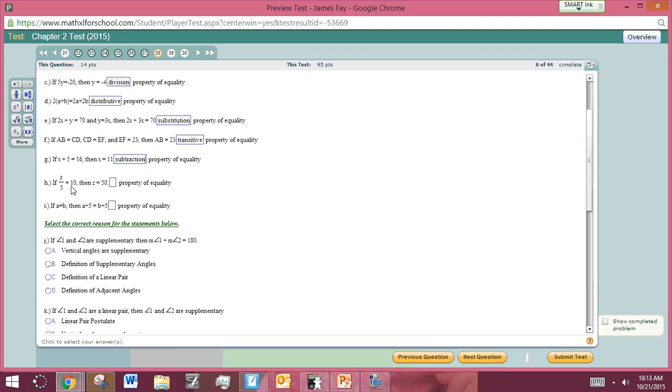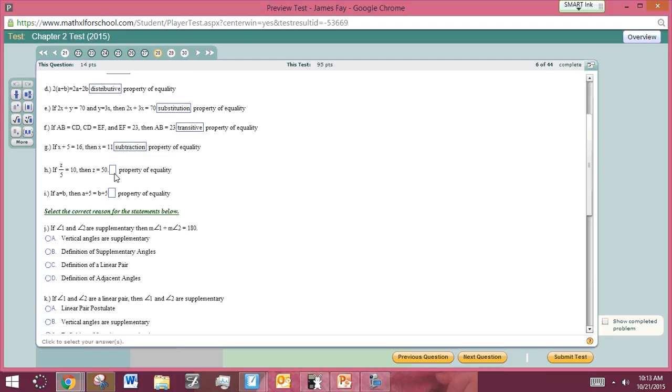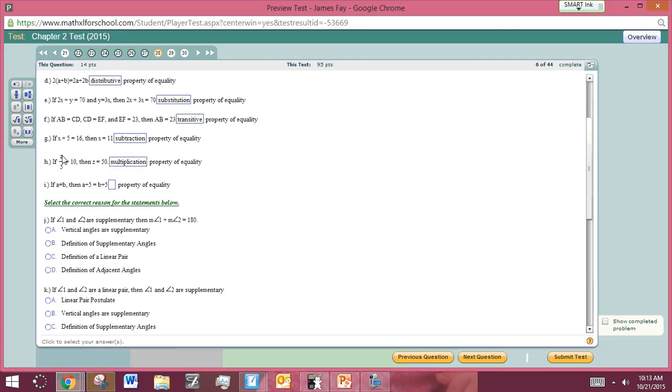If z over 5 equals 10, then z equals 50. We're going to use multiplication there. Remember I said if you have a fractional coefficient for your variable, you want to multiply to both sides. If a equals b, then a plus 5 equals b plus 5. All I've done, I started with an equal statement, and I added the same thing to both sides, so that's the addition property of equality.